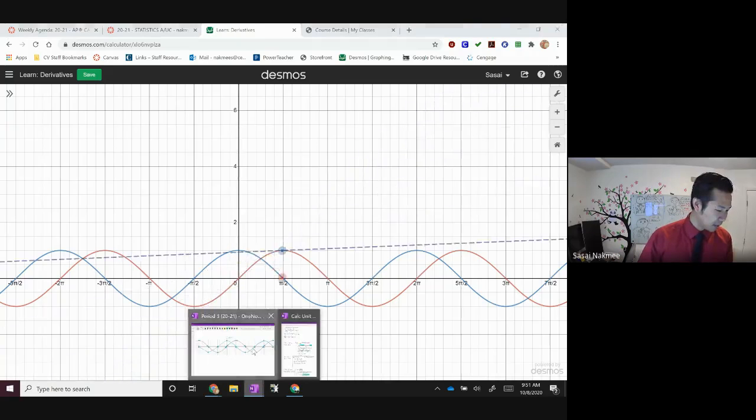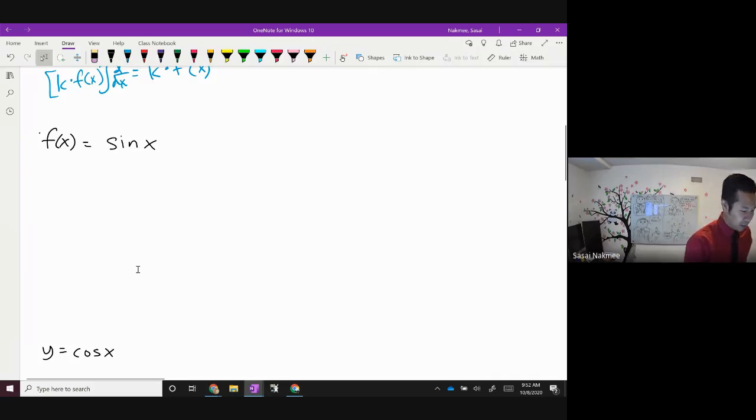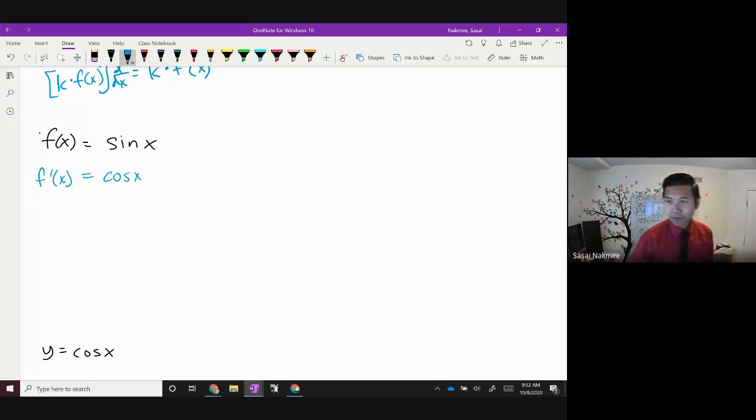So if I was asked to calculate, hey, if my function is sine of x, the derivative of that function is going to equal cosine of x. Now, there's a proof of this, and I kind of want to show you the proof. For right now, though, can you just write this down? If you have a function equal to sine of x, the derivative of sine of x is equal to cosine of x. Just write that down somewhere.